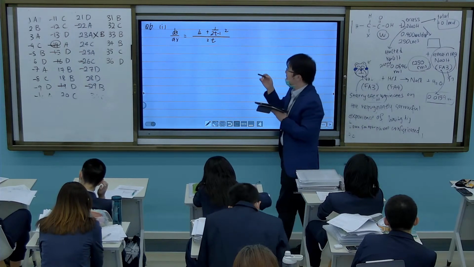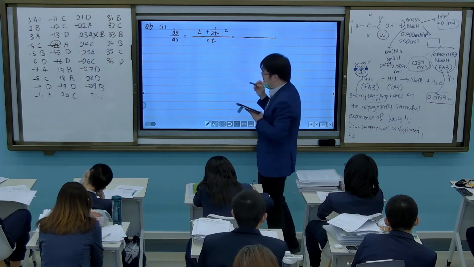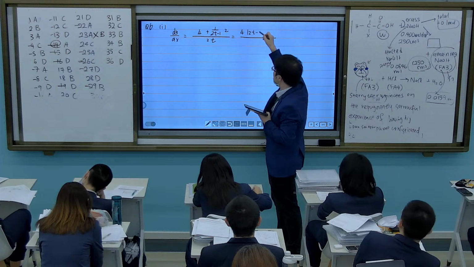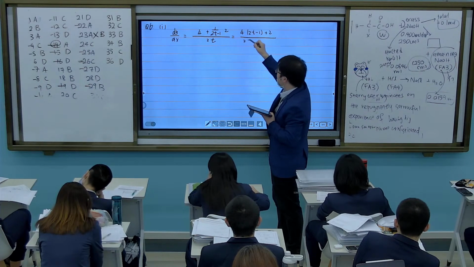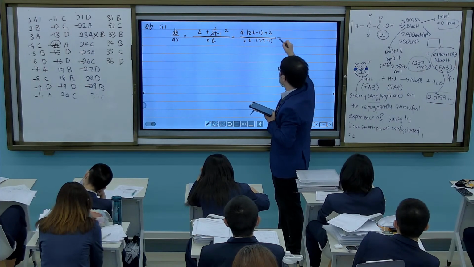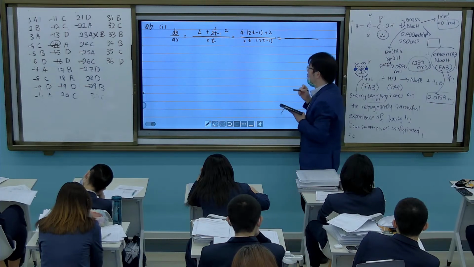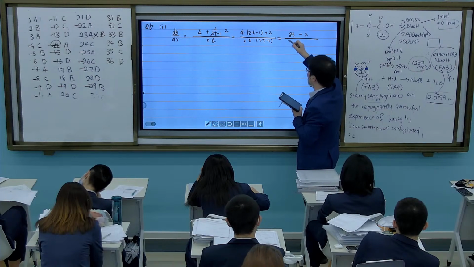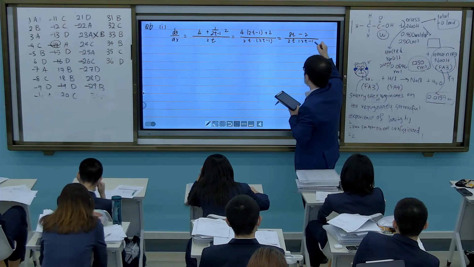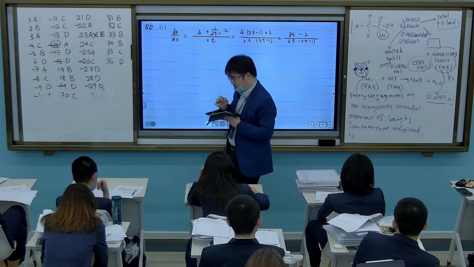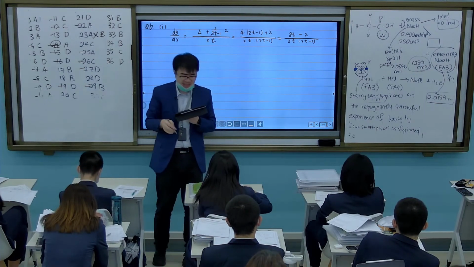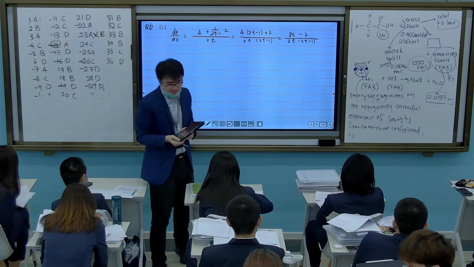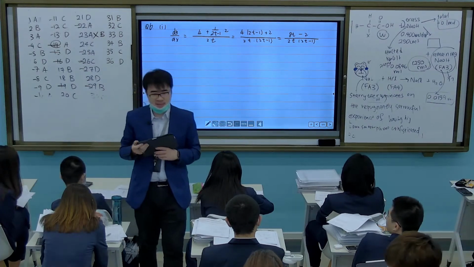For this one, I can simplify it. Both the numerator and denominator times (2t minus 1). So you get 4 times (2t minus 1) plus 2, divided by 2t times (2t minus 1). If you combine the constants, you'll get 8t minus 2, divided by 2t times (2t minus 1). You can cancel the 2, which is (4t minus 1) divided by t times (2t minus 1). Okay?